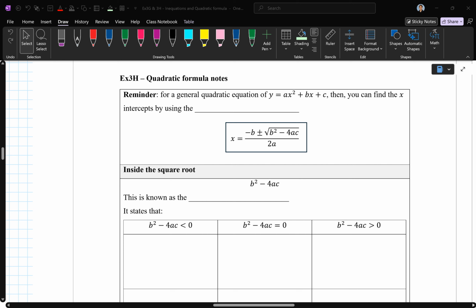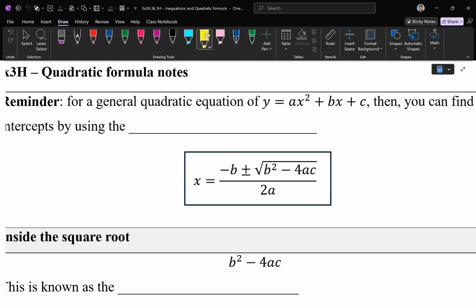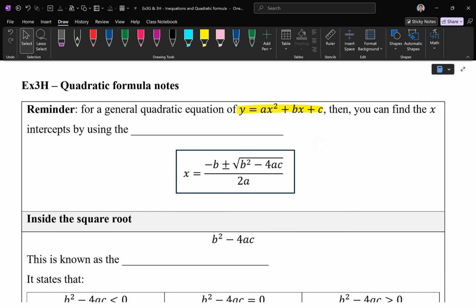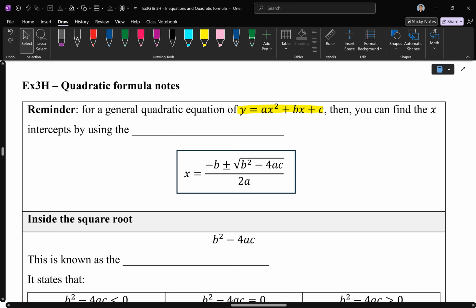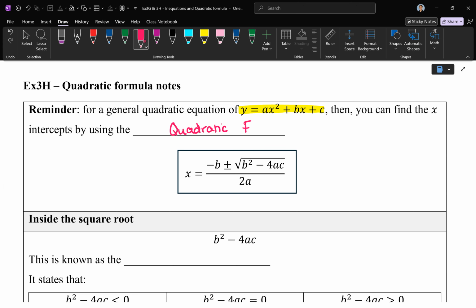Okay, so as a summary, the general quadratic equation is this one. So we know all quadratic equations will be y equals ax squared plus bx plus c. And then you can find the x-intercepts by using, and this is called your quadratic formula. And don't confuse this formula with this one, because they're both equal to x, but they're not the same x's.